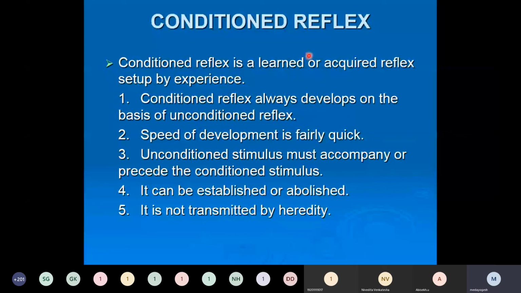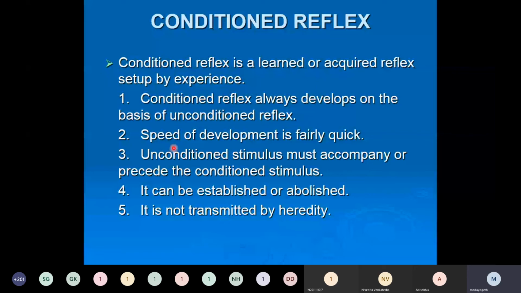So conditioned reflex, I told you already, the bell experiment. This is a learned or acquired reflex by experience. Conditioned reflex always develops on the basis of an unconditioned reflex. In that honeybee experiment, what was the unconditioned reflex? Whenever it gets the smell of the flower, it will put its tongue out, thinking it can take the nectar. That's the unconditioned reflex. So we have paired this with the smell of the bomb, so we have converted the unconditioned to a conditioned reflex.